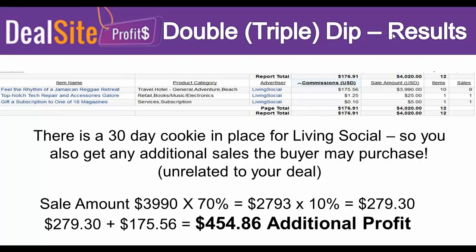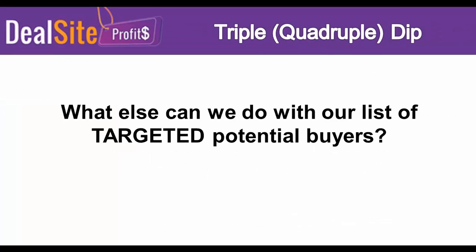Now that's not $1 million, but this is from one client, and all we did was send out emails to a list of people that are already interested. I don't know about you, but I think that's pretty exciting stuff. So what else can you do with your list of targeted potential buyers? That's the next question. What else can you do with this list?